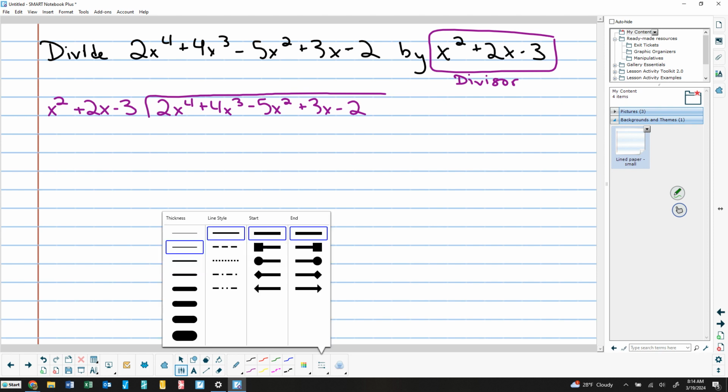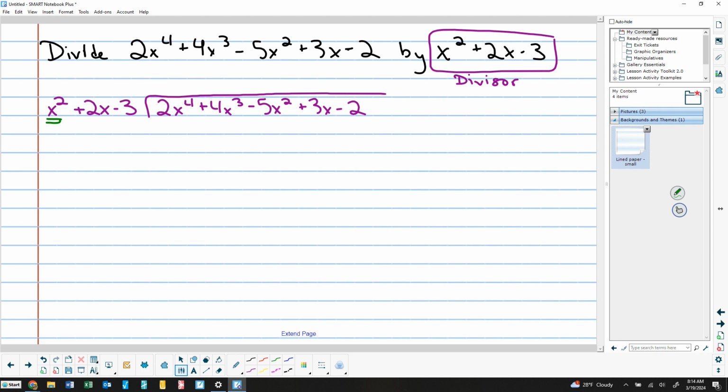All right, so let's change colors. What do I need to multiply the x squared by to make it equal to 2x to the 4th? Well, 2x squared. And typically, if I'm going to multiply by something to the x squared power, I'm going to put it over the x squared term. So 2x squared is what I'm multiplying by. So that's where I'm going to put that.